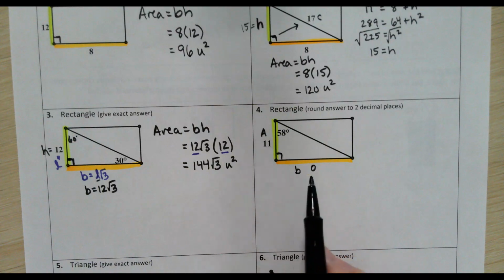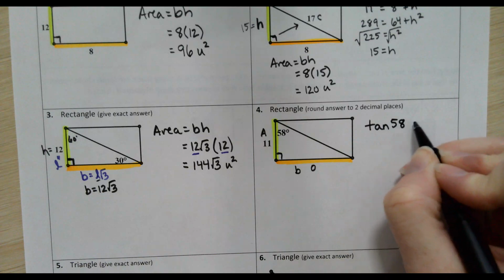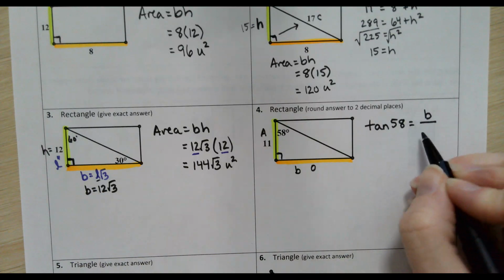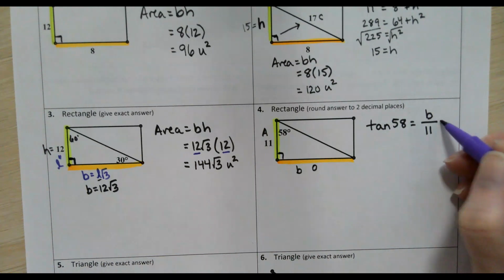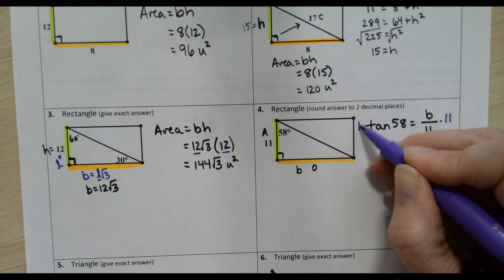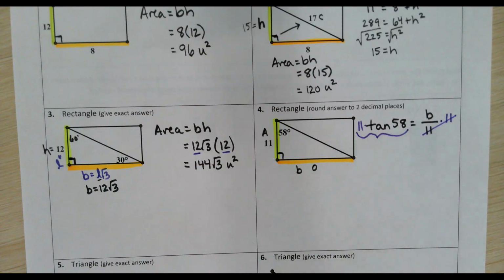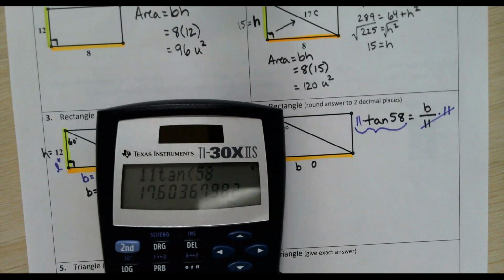When I have an adjacent and an opposite available, that is a tangent equation. So tangent of 58 would be equal to opposite, which is the base I'm looking for, over adjacent, which is 11. Since the variable is over there in the fraction, I need to multiply by whatever's in the bottom. And in that case, that's all I need to do to solve for my base. So the base is going to be 11 tangent of 58. Well, that's going to be an approximate answer.